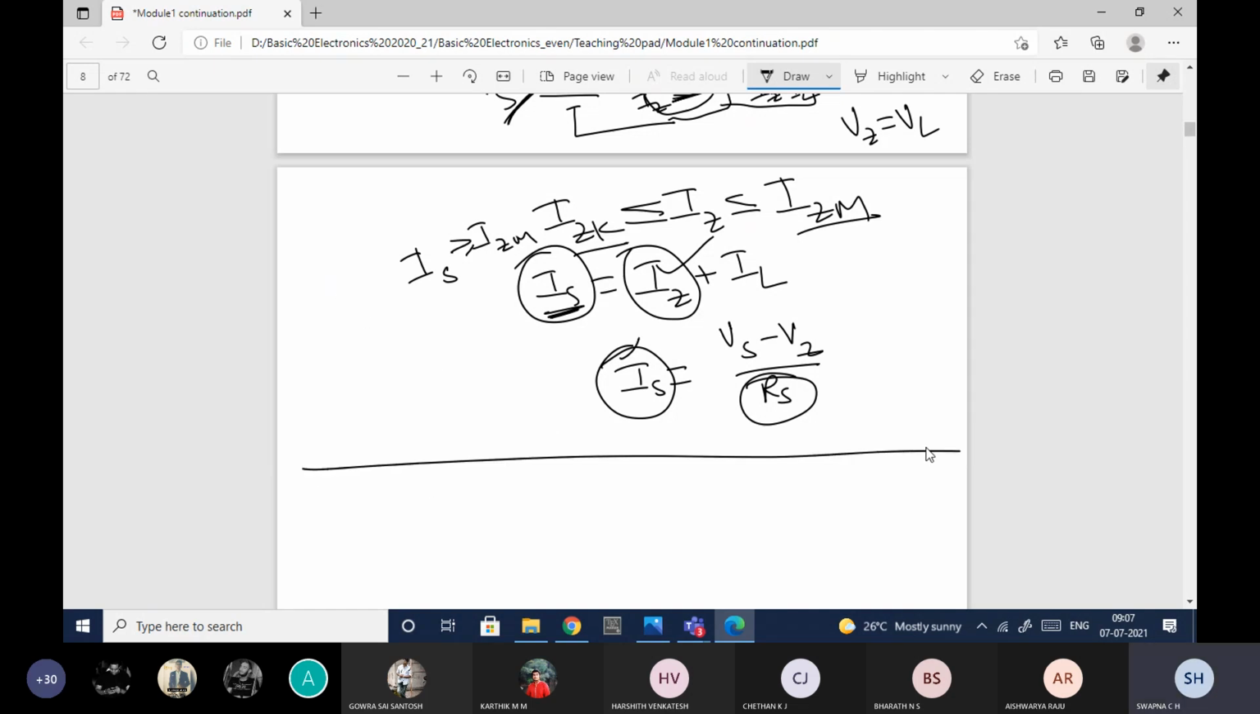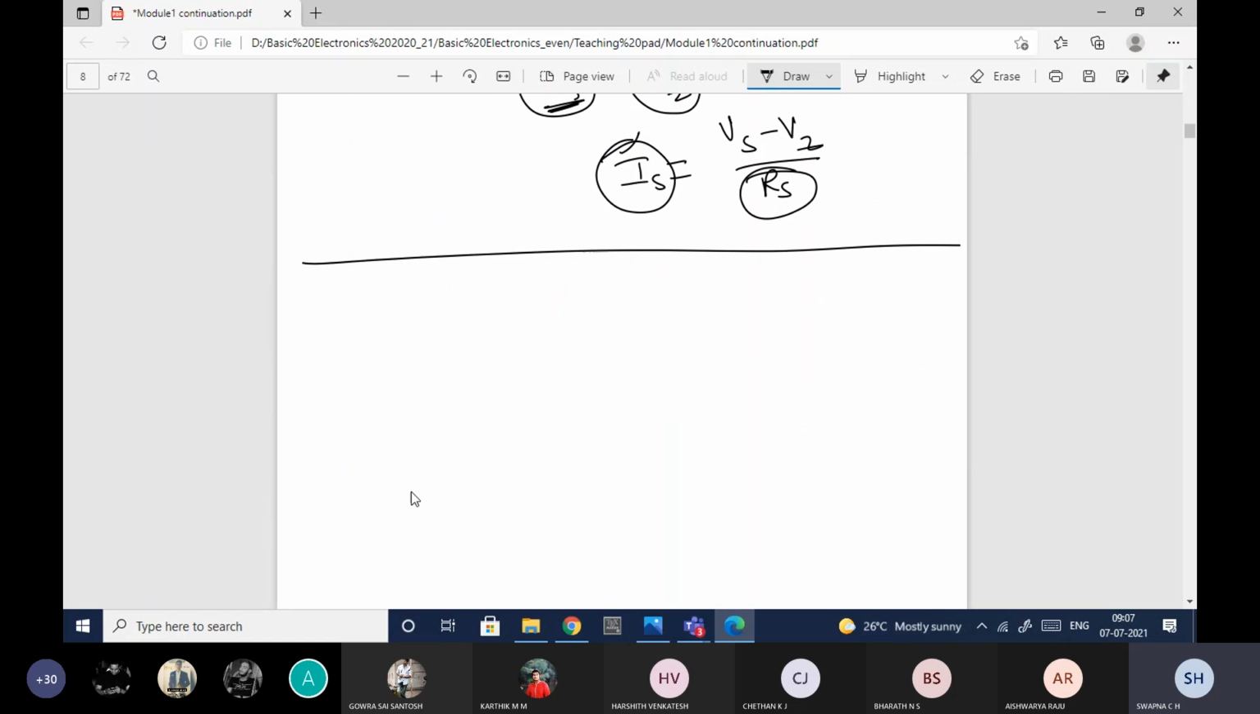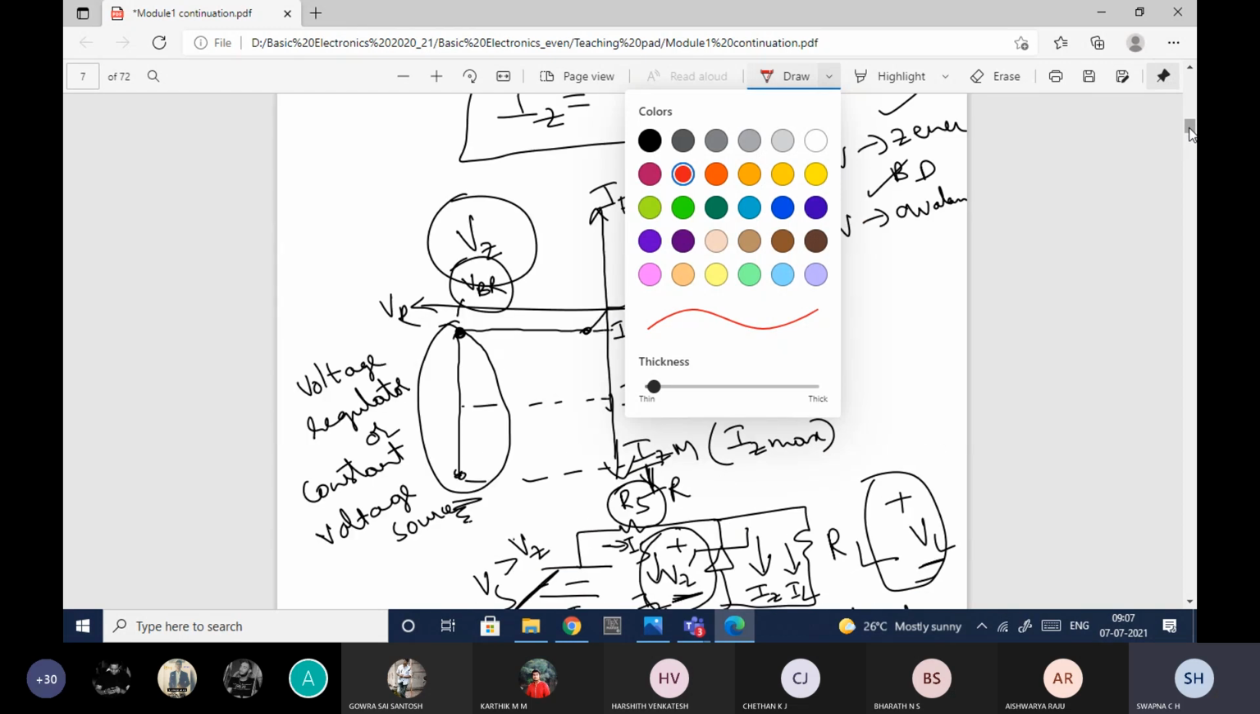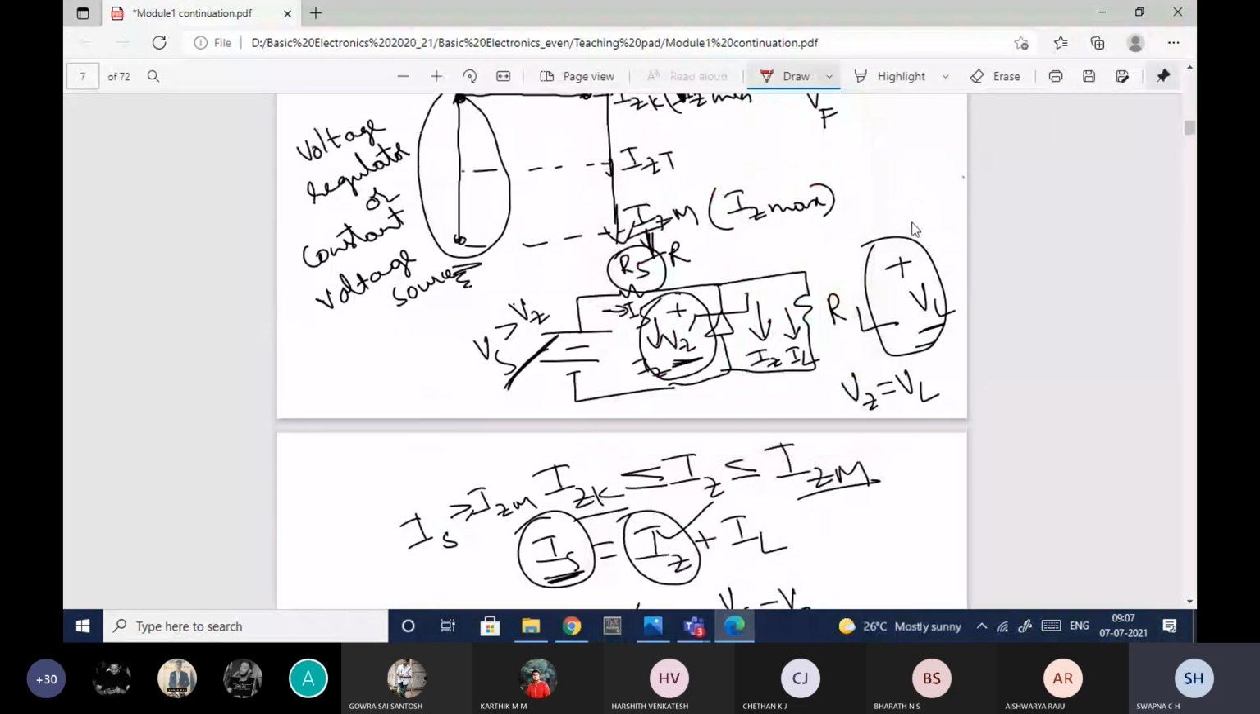Hope all these are clear to you. Now let me go ahead with the next problem. We did one problem related to this. Okay, so this is with the load. One more condition here is IS should not exceed IZ maximum.